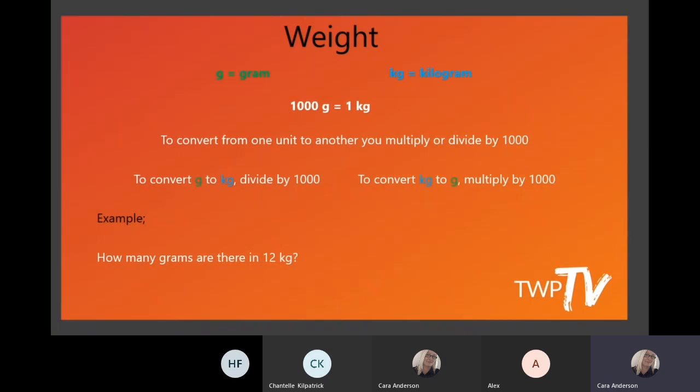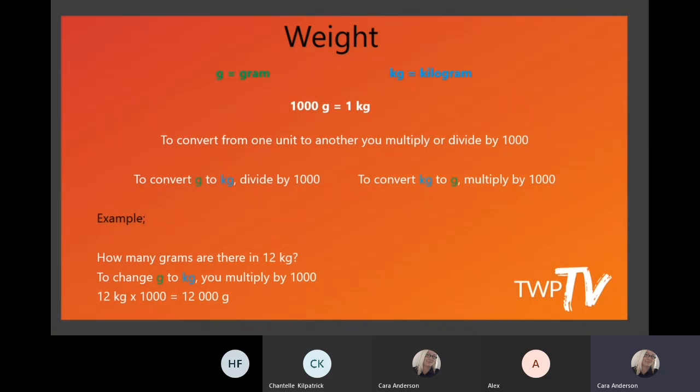Okay, so I'm going kilograms to grams. Yeah, definitely. Well done, Alex. I'm going to multiply. Okay, so kilograms to grams, you multiply by 1,000. Well done, Harry. So 12 kilograms times 1,000 is going to give me 12,000 grams.